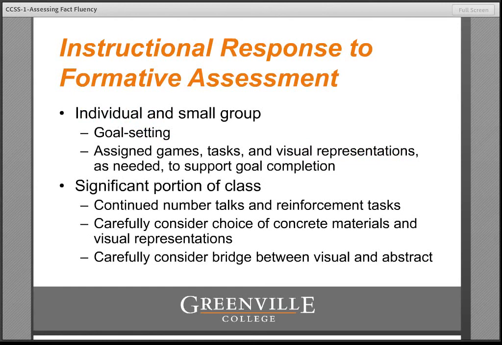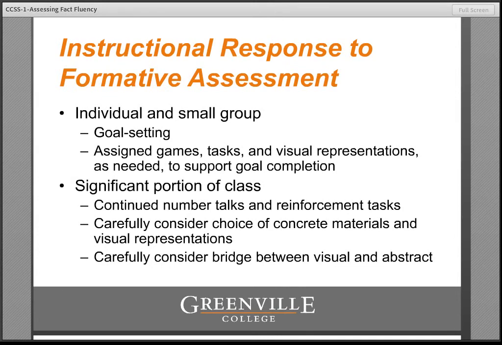Now, as an instructor, you want to plan what you're going to do with the results to these formative assessments. So if the individual or small group are having some particular difficulties, then you can work with them more as an individual or small group, setting some goals, like perhaps after a flashcard sort. You can also decide who would benefit by particular kinds of games or tasks or visual representations. You can choose to group them together in a small group during a time when the rest of the group is playing a game or doing another task, and you can work with them directly.